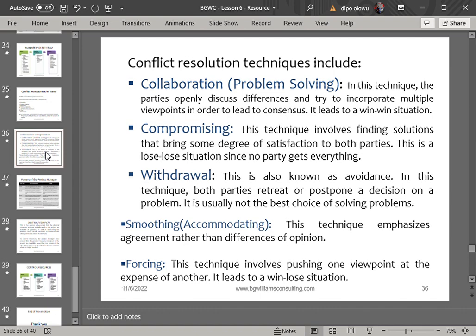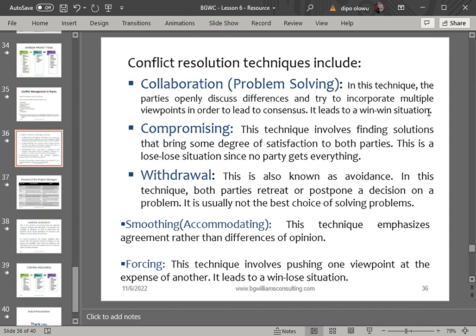Now, let's assume that we experience conflicts in our project. What are the different conflict resolution techniques? Number one, we have collaboration, which is referred to as problem solving. Take note, this is the best and the most important technique in resolving any conflict in your project. And what is this technique about? This is the technique we refer to as the win-win situation.